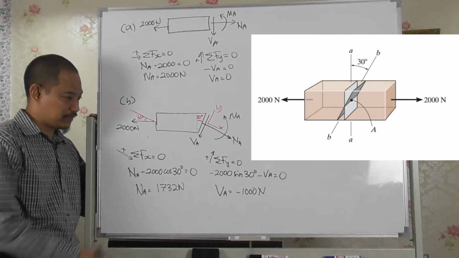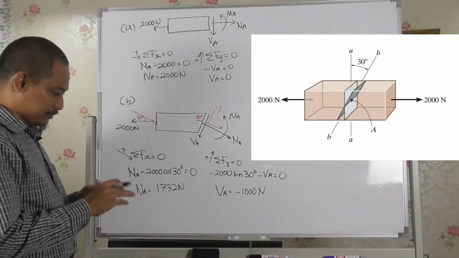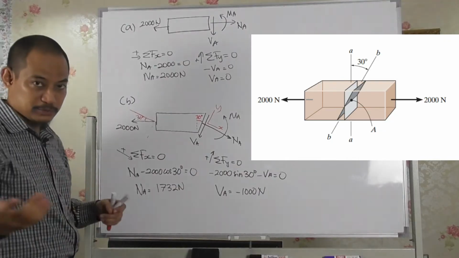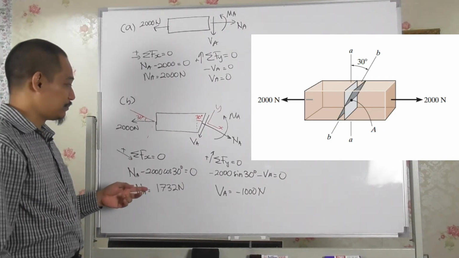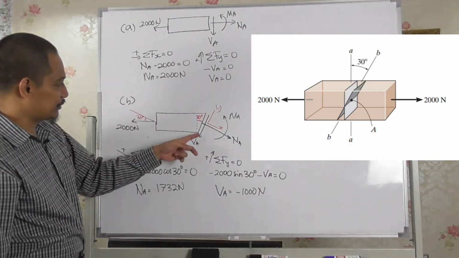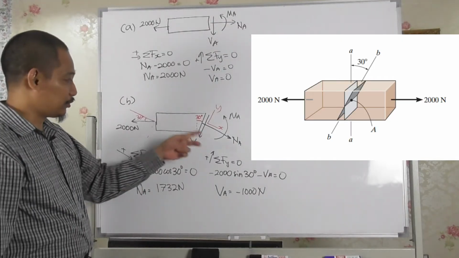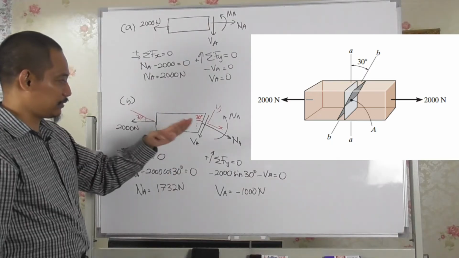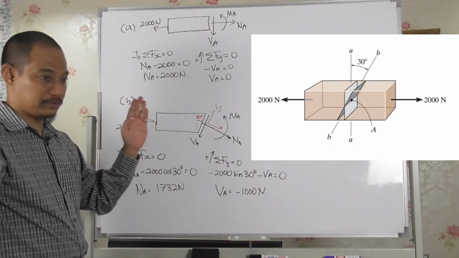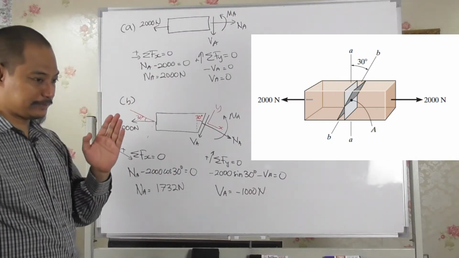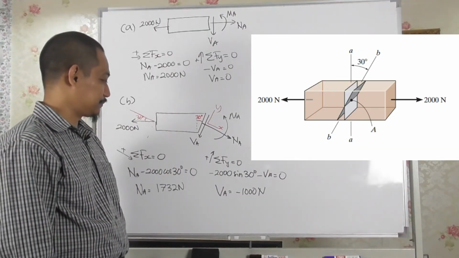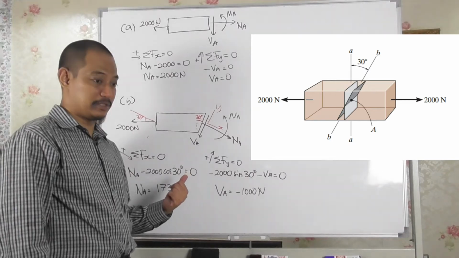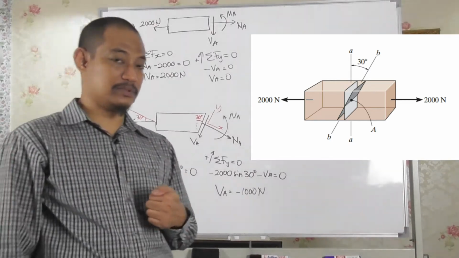So this one is just to test your understanding. This is not much to test your calculation. It's more to test whether you understand where the normal and shear force are when the cut on the member is at a slanting angle. All right, so that's problem number 3. Let's move on to problem number 4.